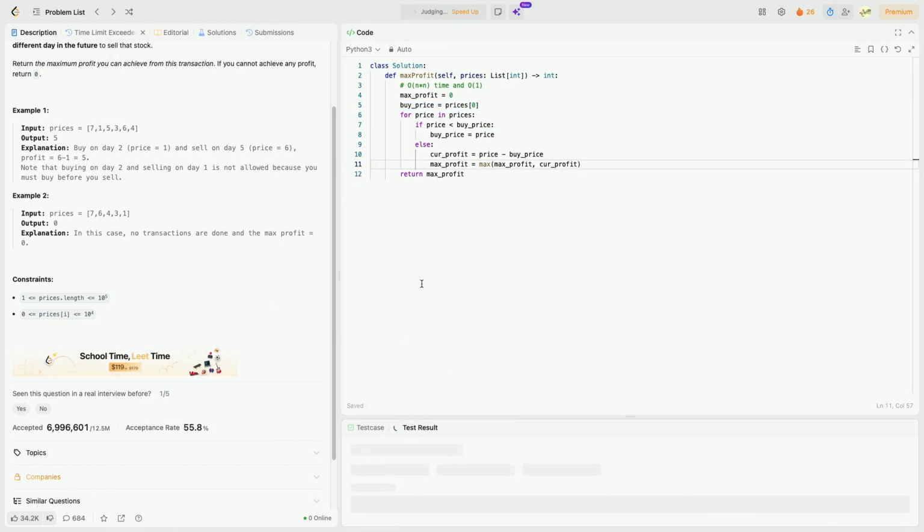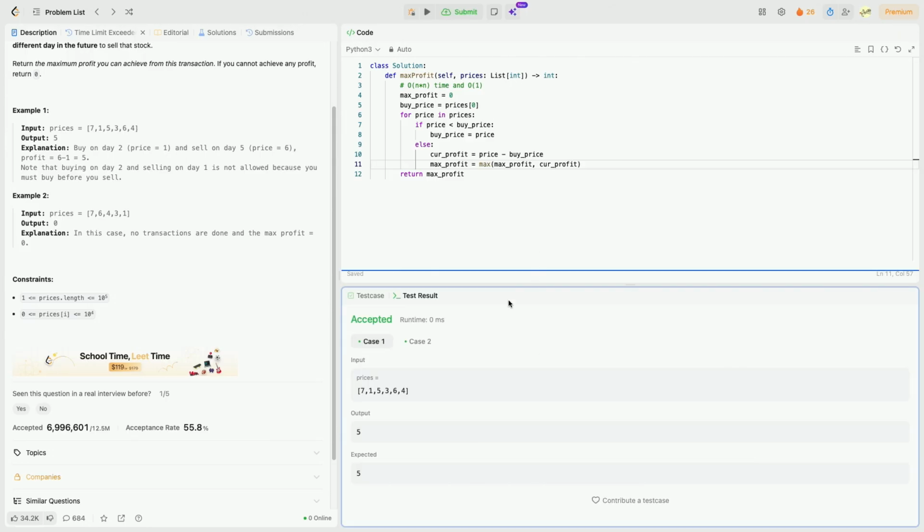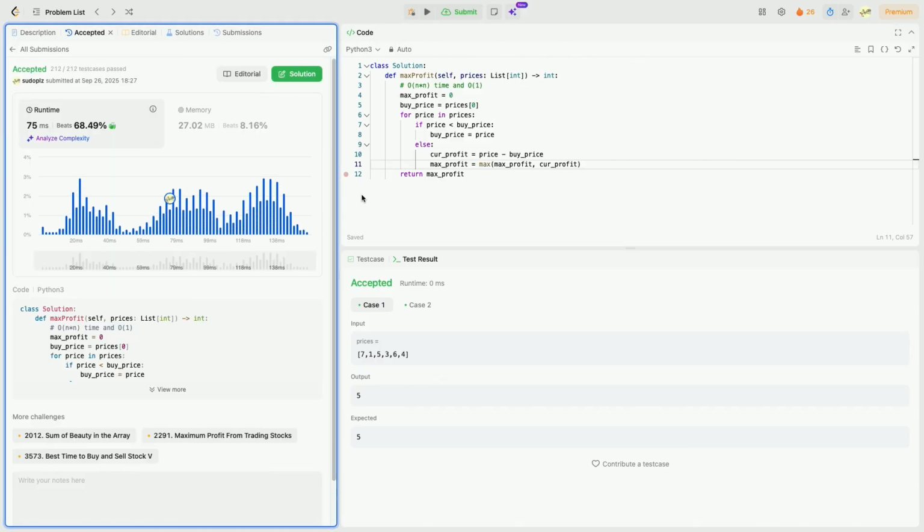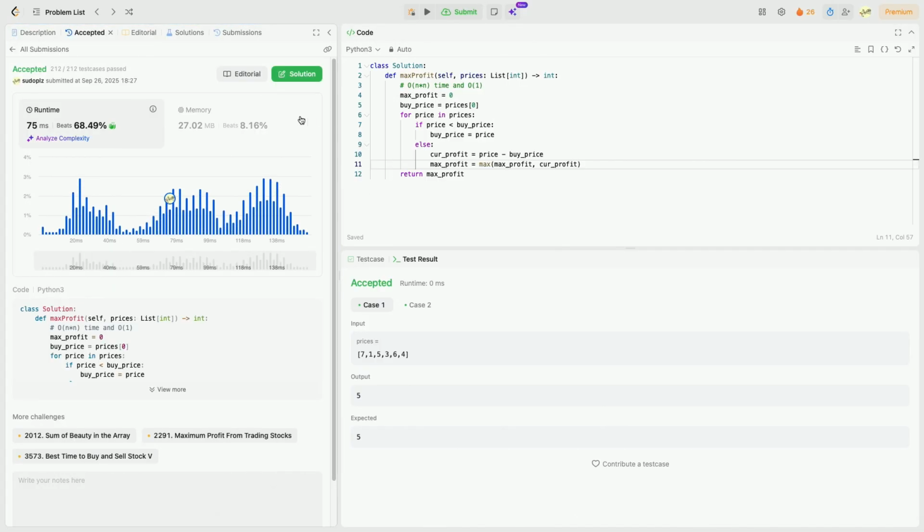Let's run this quickly through the first tests. Both test cases worked, and now let's submit it to see if the LeetCode gods accept the solution. And they do, yes.